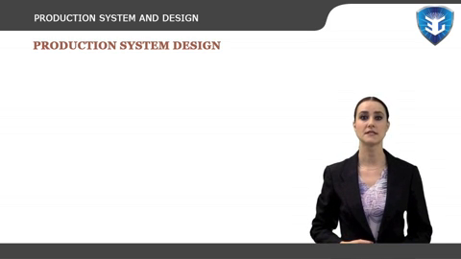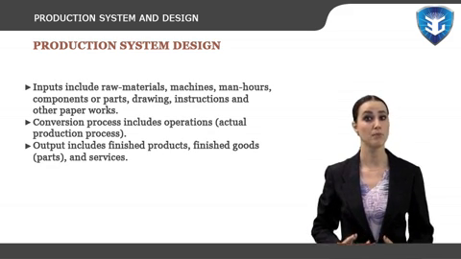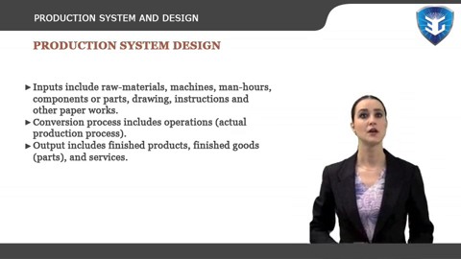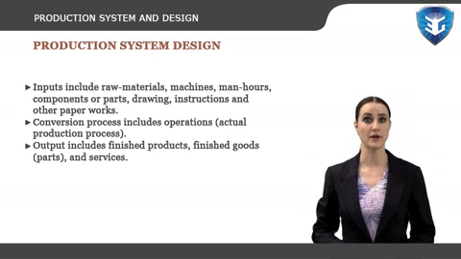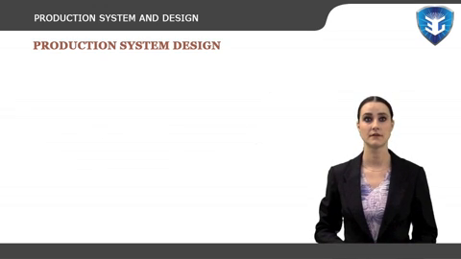Meaning of production system. Production system consists of three main components, viz., inputs, conversion process, and output. Inputs include raw materials, machines, man-hours, components or parts, drawings, instructions, and other paperwork. Conversion process includes operations, the actual production process. Output includes finished products, finished goods, parts, and services.